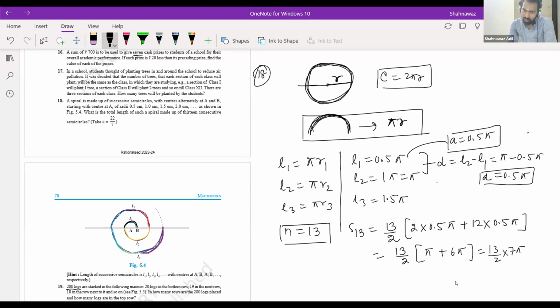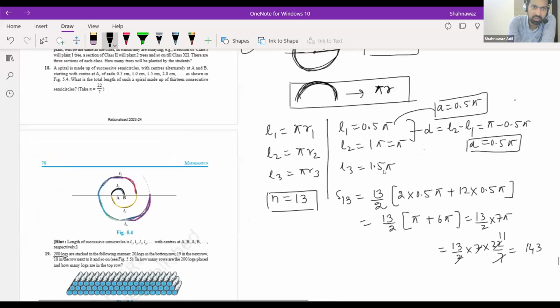And what is the value of pi? 22 by 7. Right. So this 7 cancels. This is 11. So this is how much? 13 ones are 13, and 13 ones are 13 plus 1, 143. So this would be the answer. Right. 143 centimeters.